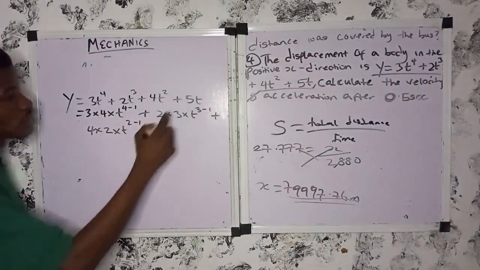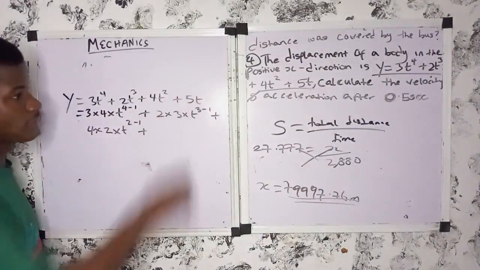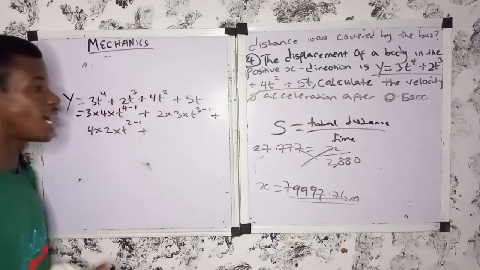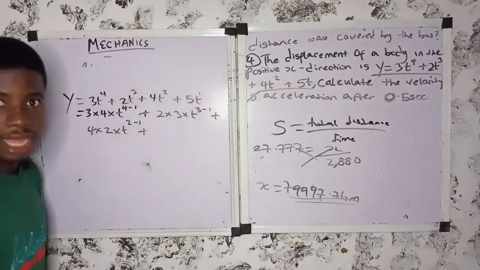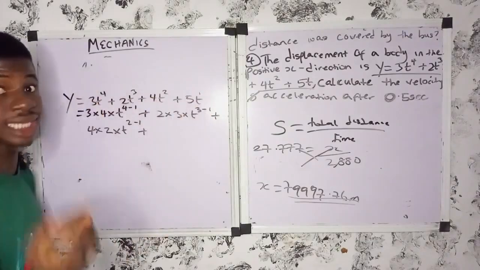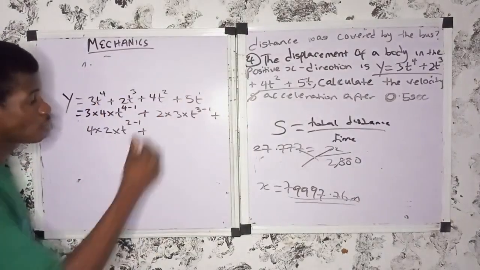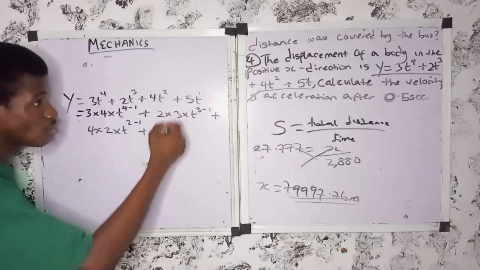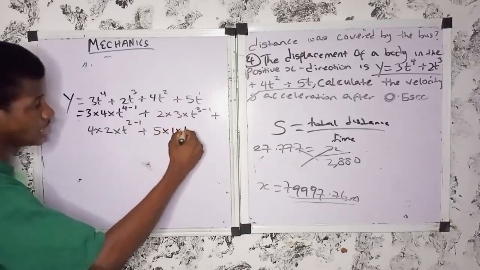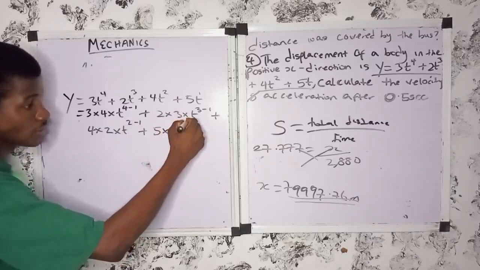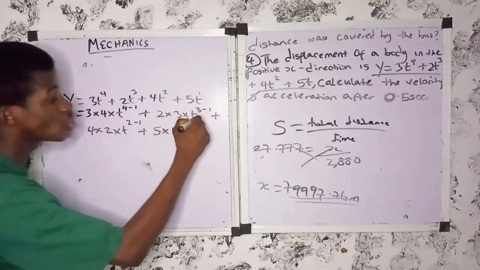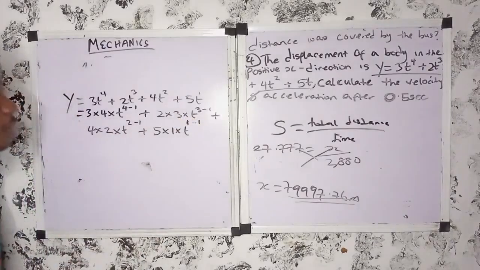Then plus, now, 5t. 5t means that there's a 1 here. t standing alone is the same as t raised to power 1, right? So 5 will multiply the 1, which is the power, then times t. Then we subtract 1 from the power.